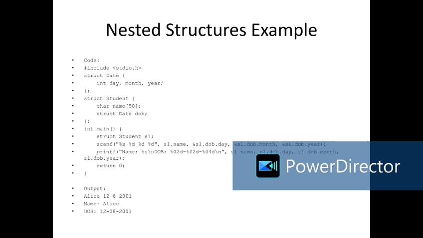Example: nested structures. Here's what a nested structure looks like in action. You define one structure, like date, separately, then use it as a field inside another structure such as student. During input and output operations, each nested field is accessed or modified just like regular members, only using dot notation. This technique is helpful when your program is dealing with compound data, meaning each record has subrecords like contact info, academic scores, locations, etc.